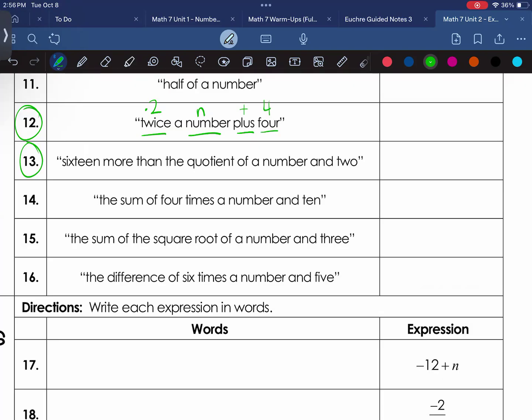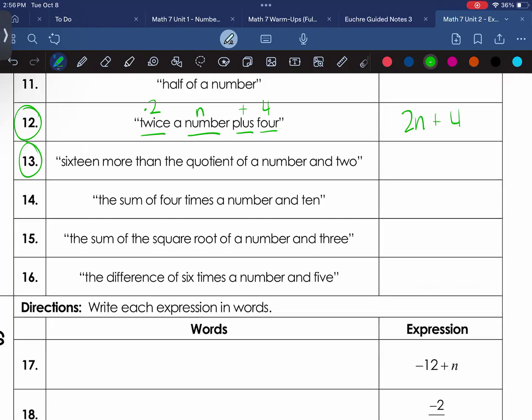So we have a lot happening. We have multiplying the number by 2 and adding 4 to it. So first I'm going to start with my 2n, 2 times n, right? And then add 4.